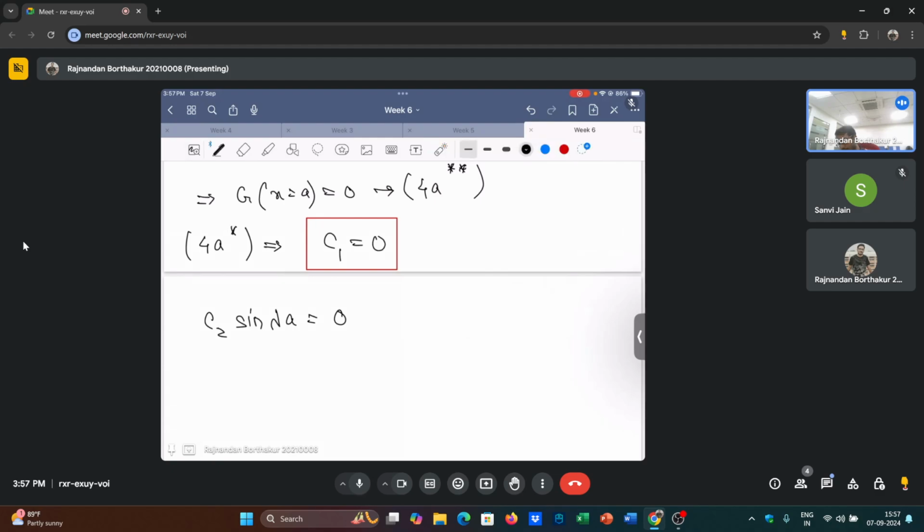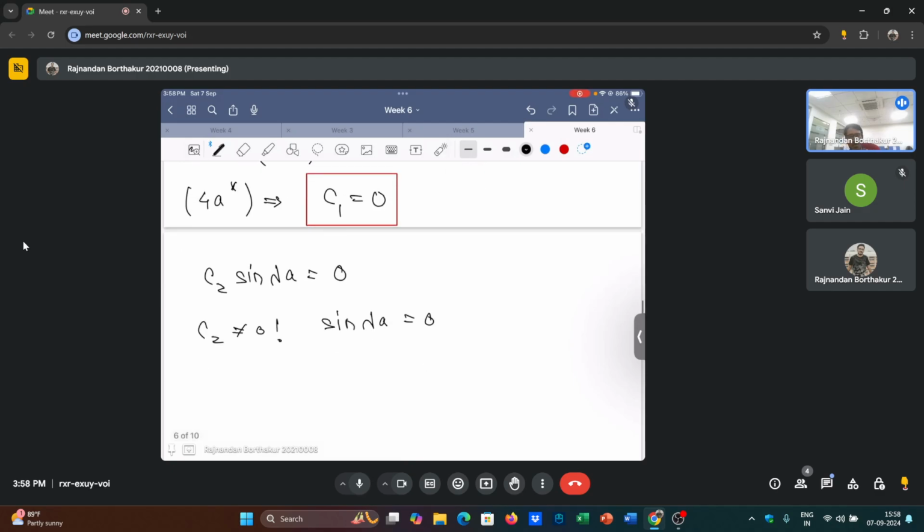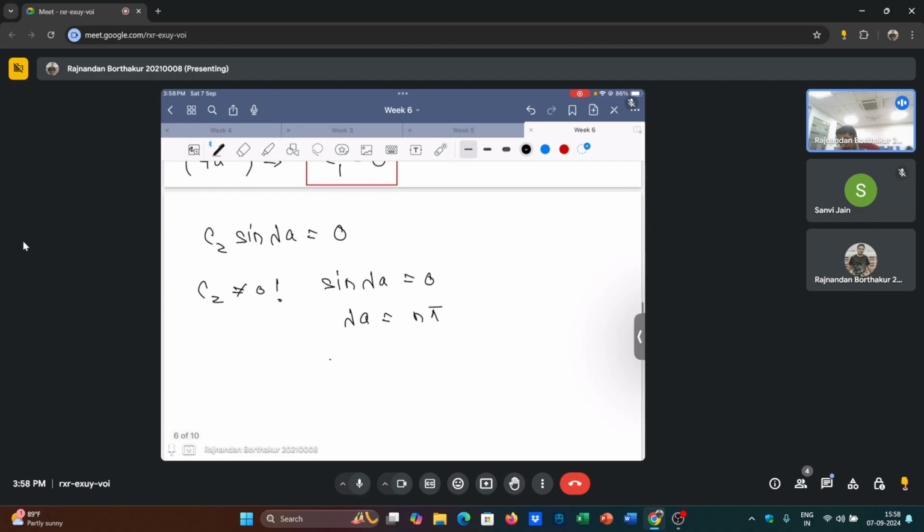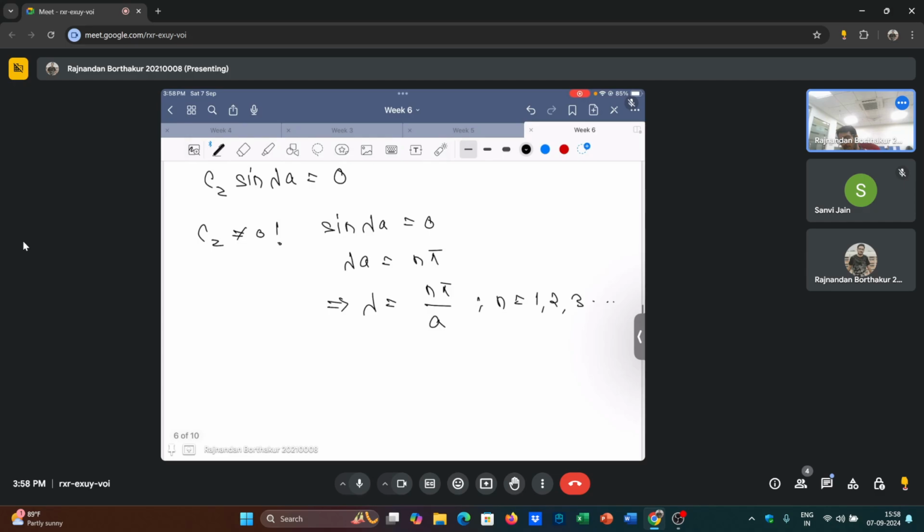C2 cannot be equal to 0, which means sine lambda a is equal to 0. We all know that if sine of something is equal to 0, then lambda a has to be equal to n pi. So lambda should be equal to n pi by a, where n goes from 1, 2, 3 up to infinity. An important conclusion here is that n cannot be negative. Of course, n cannot be equal to 0, because if n is 0, then again we end up getting the same trivial solution.